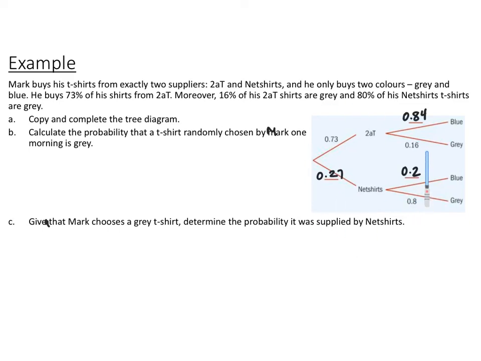So given this tree diagram, Mark's going to randomly pick out a t-shirt in the morning, and we want to know the probability that that t-shirt is going to be gray. And then given that Mark chose a gray t-shirt, we want to determine the probability that it was supplied by Net Shirts. So you might need to use one of your formulas from 7.3 to help you with part C. So go ahead and pause the video and do parts B and C.